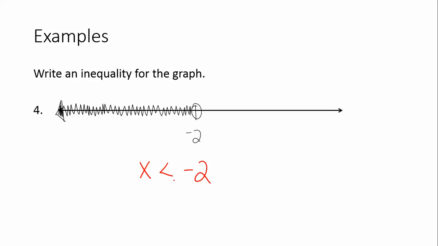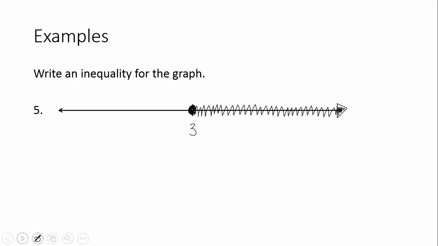You need to make sure you're understanding, why did I not put the line underneath it? Because this is open. And why did I pick less than versus greater than? Because of the way the shading goes, we want values less than -2. Try this one on your own, see if you can write the inequality for the graph. Again, I'm going to use x and 3. We are including 3, and we are shading to the right, so it's a greater than or equal to. X is greater than or equal to 3.